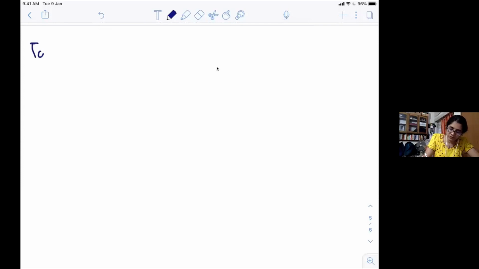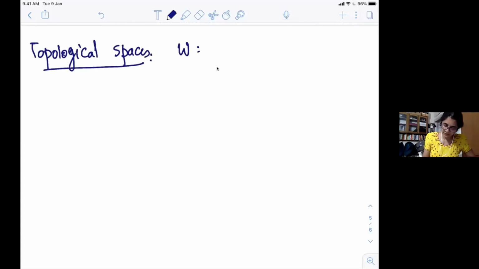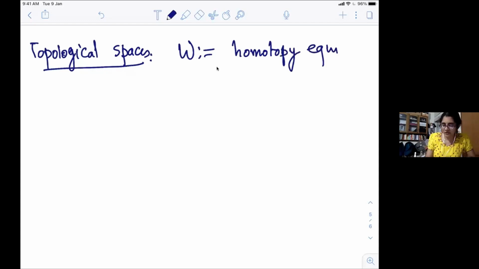So let me first start with topological spaces. And let me first try to study topological spaces where the weak equivalences are, so instead of using the word weak equivalences, let me use W is a set of classes of homotopy. This will consist of all homotopy equivalences. So we'll say something is in this class if it is a homotopy equivalence.